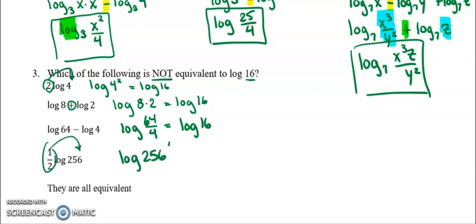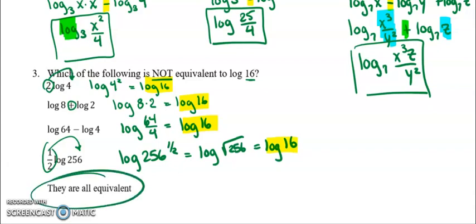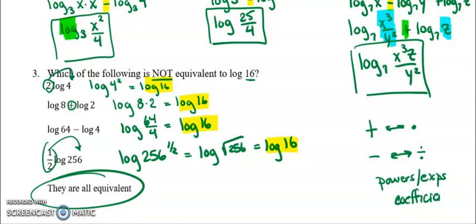That's log of 256 to the 1/2 power. Remember, 1/2 power is really the square root of 256. The square root of 256 is really just 16. So all of these were log of 16. All of them are equivalent. They're all log of 16s. So it's just a quick practice of the rules. Remember, addition and multiplication go together, subtraction and division go together, and powers or exponents become coefficients out front.